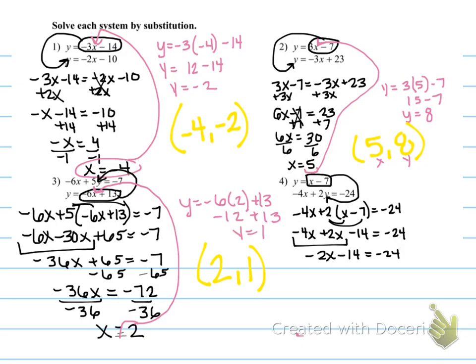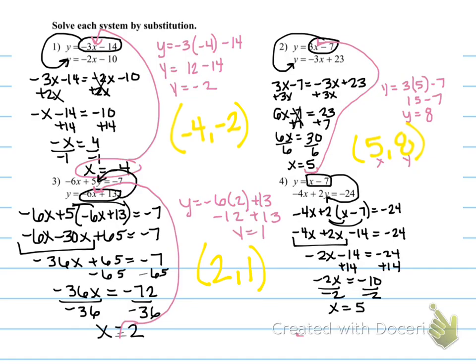So my next step is to get rid of that 14. So add 14 on both sides. So plus 14. So then we've got negative 2x equals negative 10. And then we're going to divide by negative 2. Okay, so after we do that, we get x equals 5.